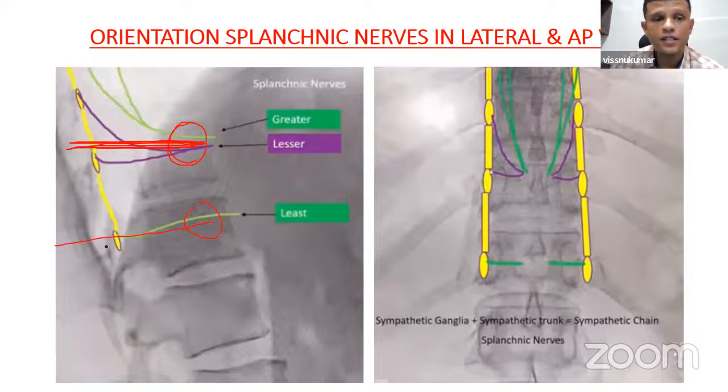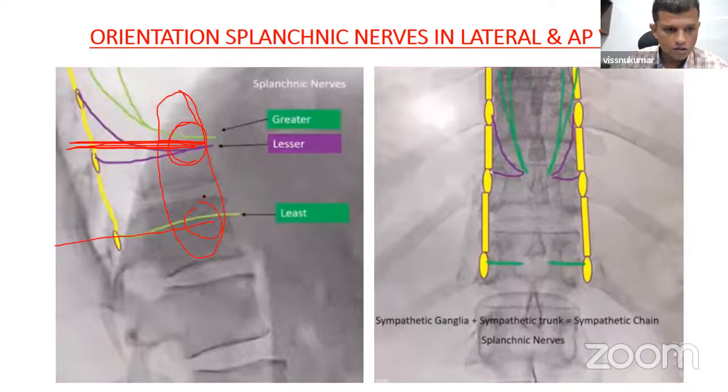But now what I am doing is, I am just using two needles and I am combining the radio frequency ablation with the alcohol neurolysis. So when I give alcohol, what happens? The drug is going to spread from here till here, and it is going to destroy many more segments of the splanchnic nerve. So this is the rationale behind it.